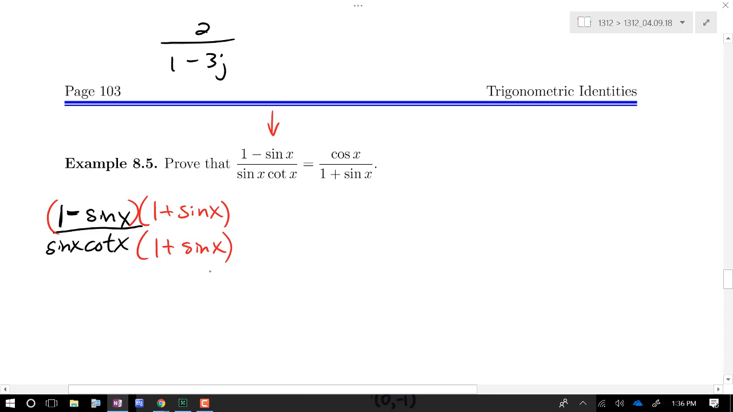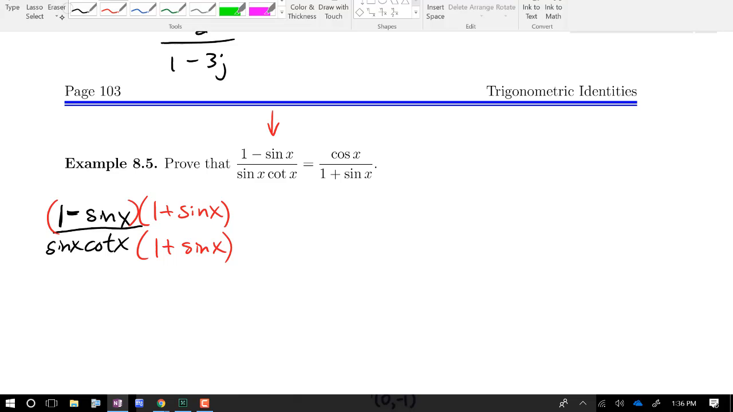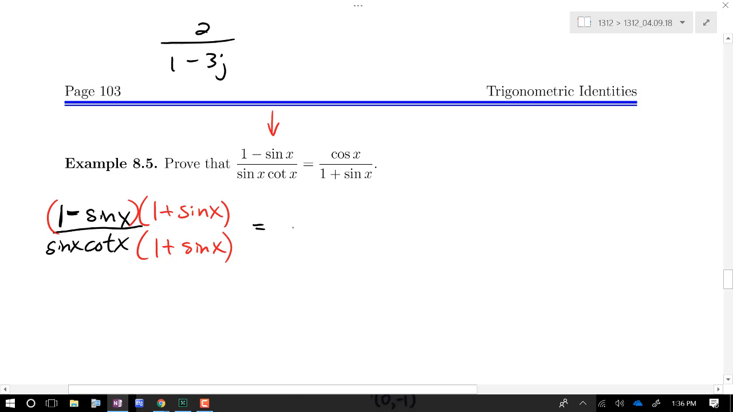It's a technique that is not rare, but it doesn't happen all the time. But I'm on the lookout for it, and when I see an expression that involves 1 minus sine or 1 plus cosine or 1 minus cosine, then I know that might be a technique I want to use. So now we've got some algebra to do. Up top, let's see what this gives us.